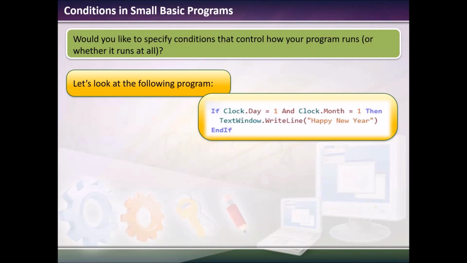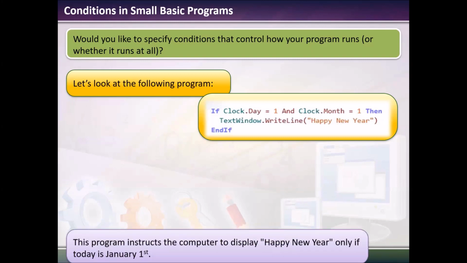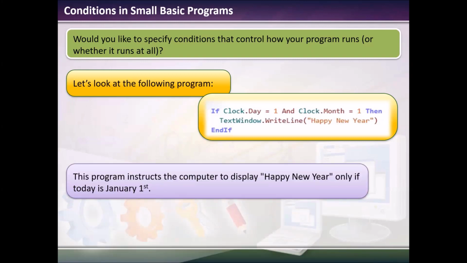And so TextWindow.WriteLine is Happy New Year. So there are these different objects out there. I guess the proper term would be objects. So the program instructs the computer to display Happy New Year only if today is January the 1st.